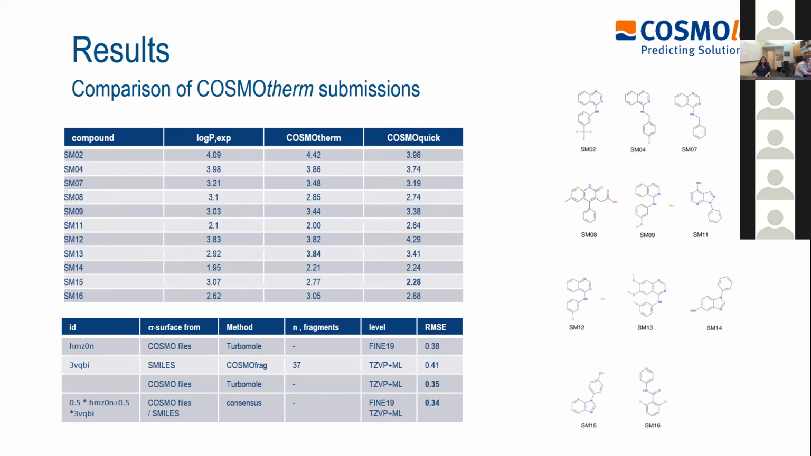So these are our results for the SAMPL6 prediction for Cosmotherm and for the CosmoQuick approach. There is a strong outlier for the SM13 molecule. I think Andrea started some discussion to check the experimental value.